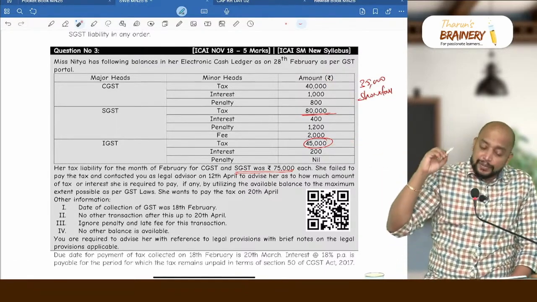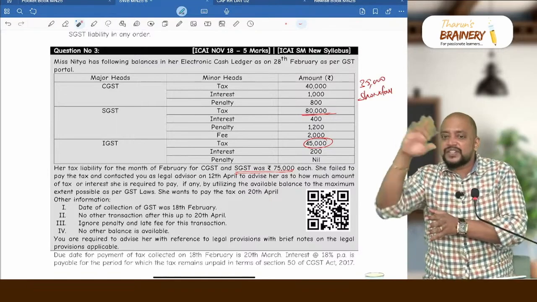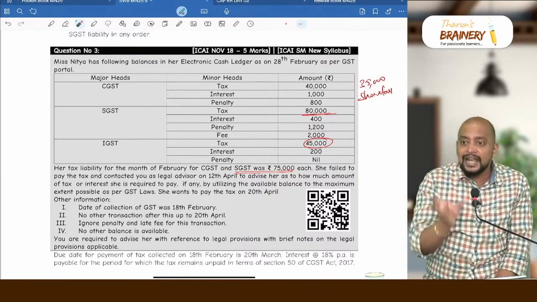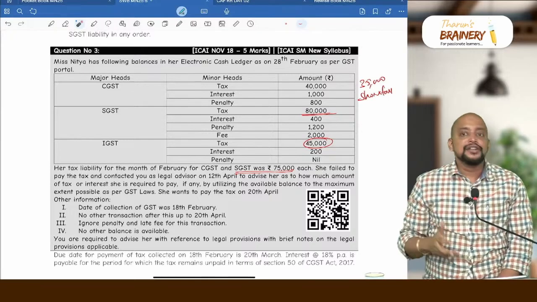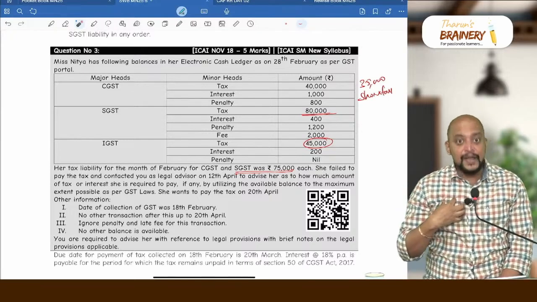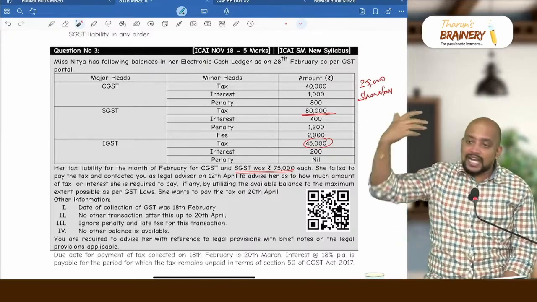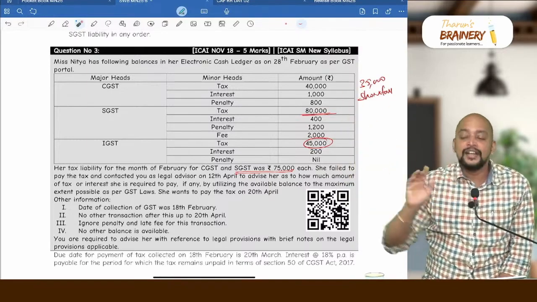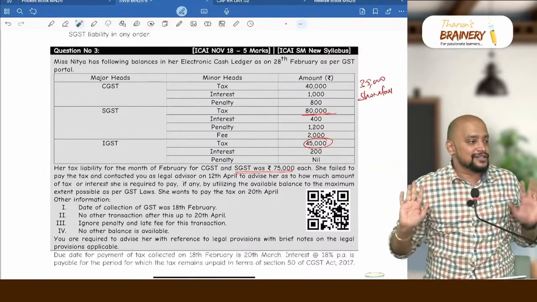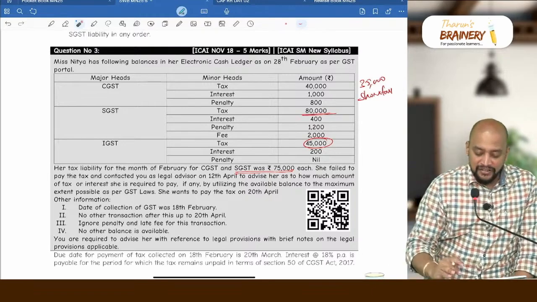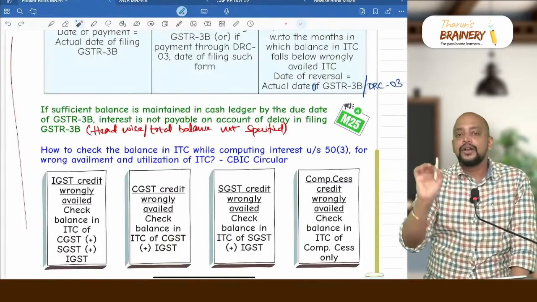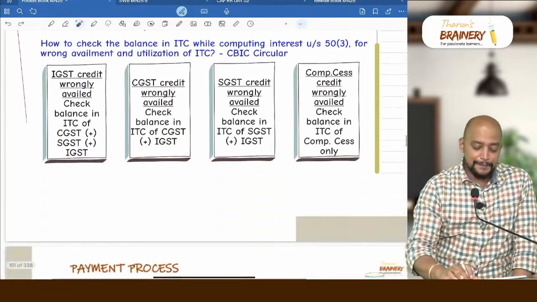But that particular point is for transfer of balances, etc. So means we should maintain that much of balance headwise. So that is the view which I have taken. Maybe if they come out with a clarification, I will update it for the November 25 exam, got it? But right now this is the answer to be followed for the exam. So 35,000 into 18% into 31 by 365. Hope you got the clarity about this.